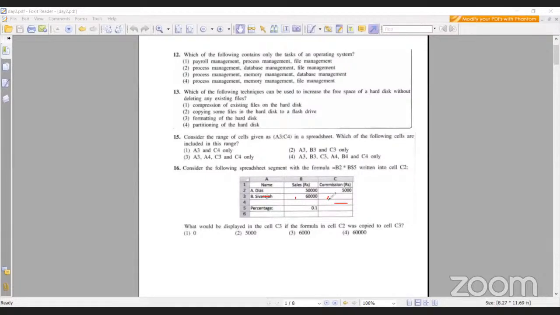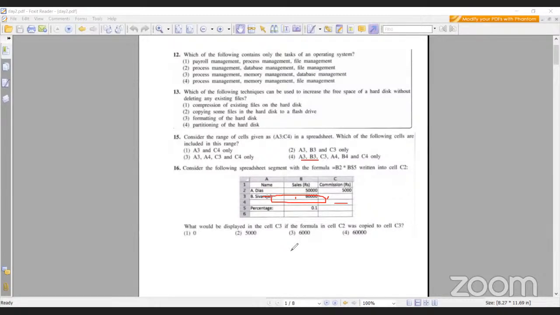A3, B3, C3. What about A4, B4 and Z4? It is not there. So all these 6 cells are coming. So your answer will be 4. Then next question.